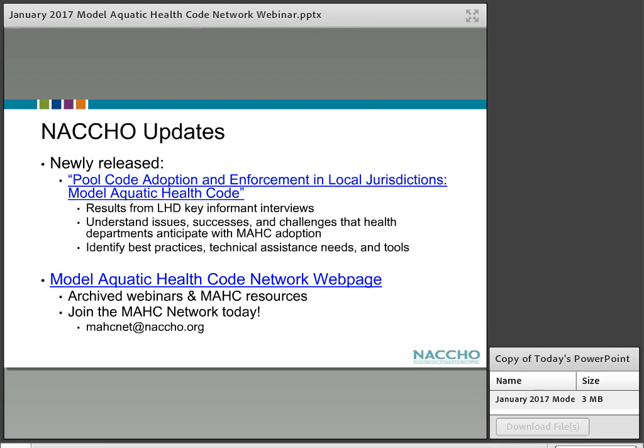Before we begin, I just have a couple of NACHO updates. NACHO recently released a research brief called Pool Code Adoption Enforcement in Local Jurisdictions, Model Aquatic Health Code. This document stemmed from local health department key informant interviews that were used to inform NACHO and CDC of issues, successes, and challenges that health departments anticipated with MAC adoption. This research was used to identify best practices, technical assistance needs, and tools to help assist with MAC adoption or implementation. Please also be sure to visit our MAC Network webpage, which houses all of the past MAC Network webinars and a plethora of other MAC resources, including the document that I just spoke about.